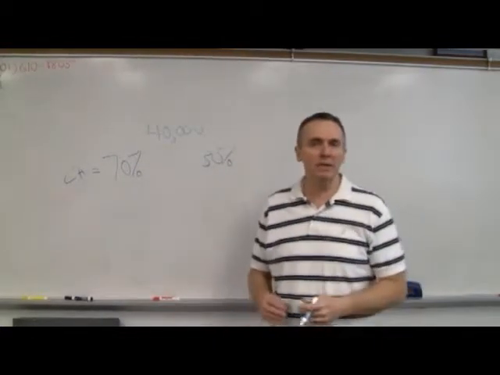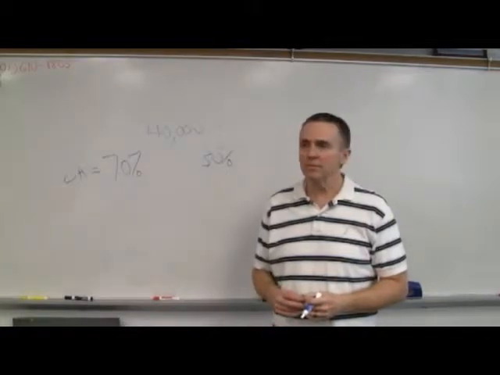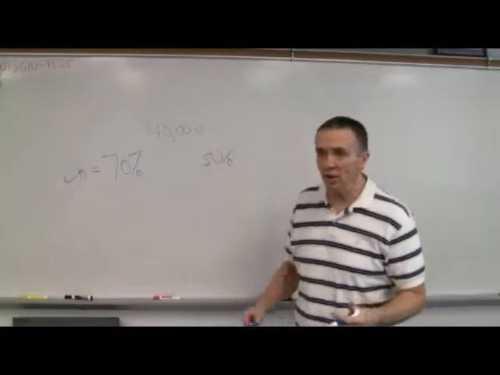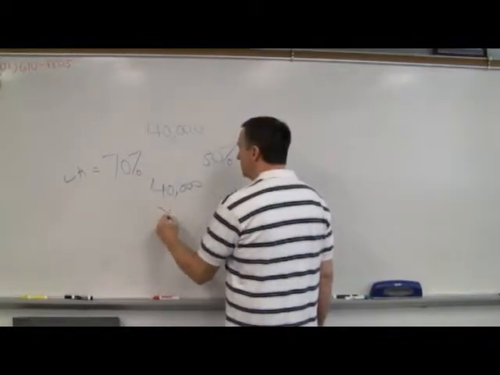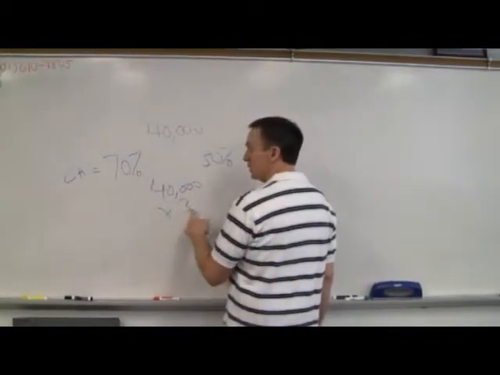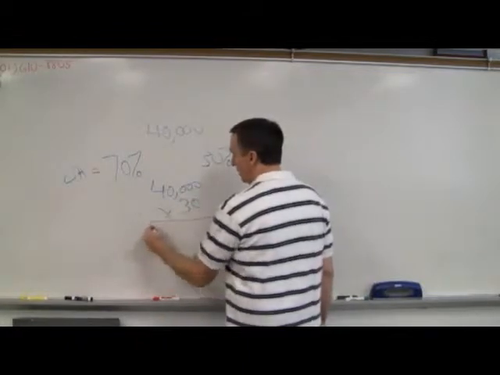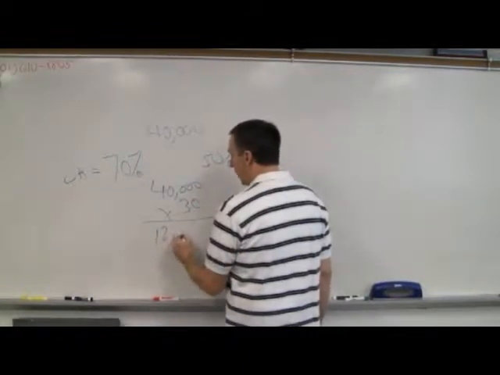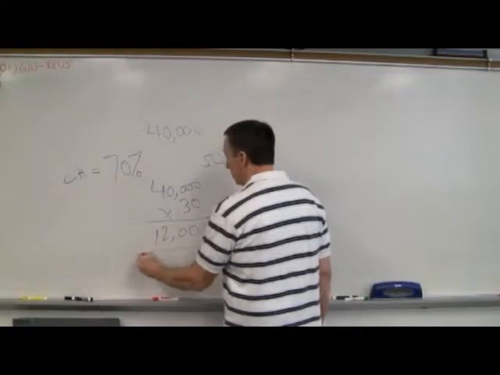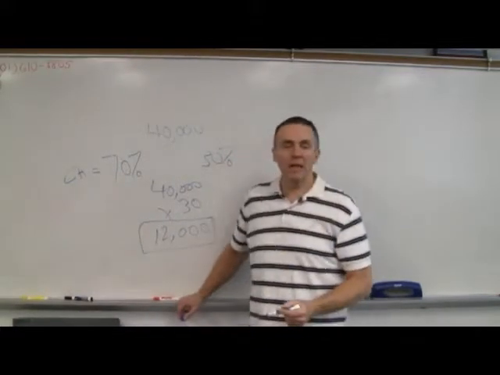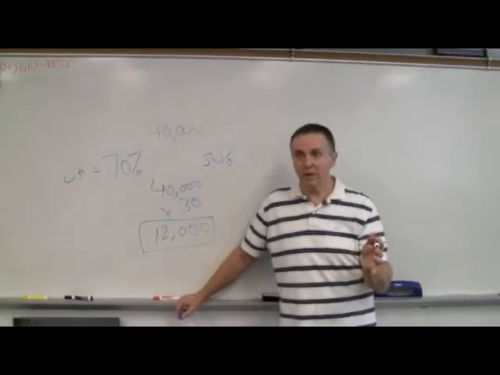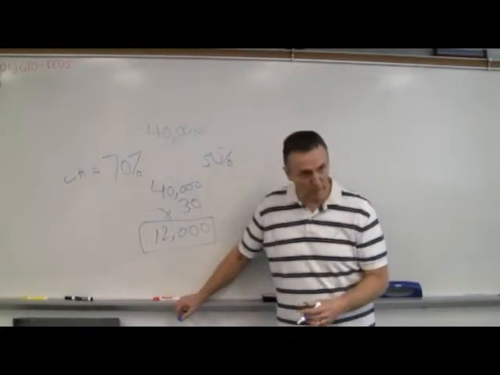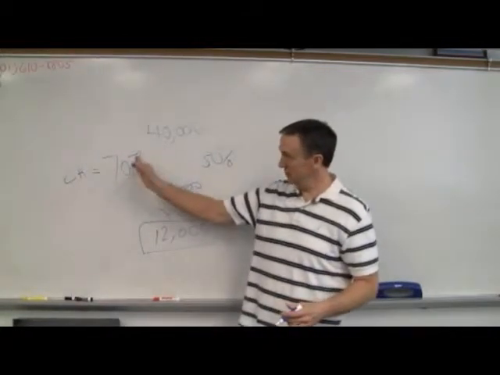So the question is, how many did not come from California? How do we solve for this? We take 40,000 times 0.3, which is 30%. That works out to be 12,000. The answer to the question would be 12,000 people came from outside of California. Now they could ask, how many people came from California? Well, then it would be 28,000, 70%.